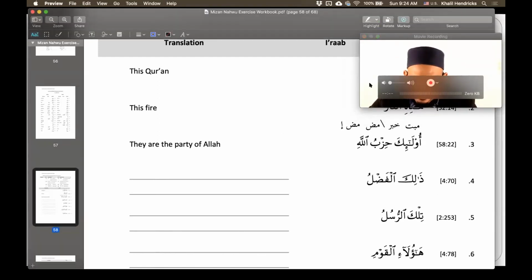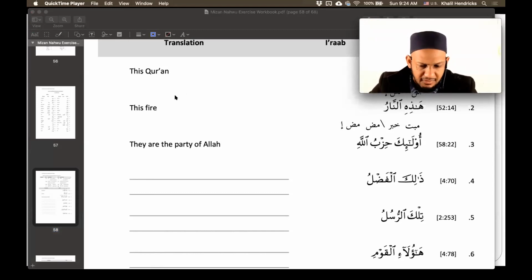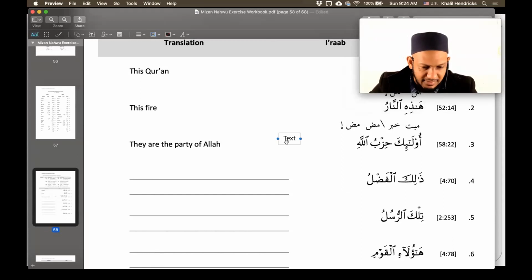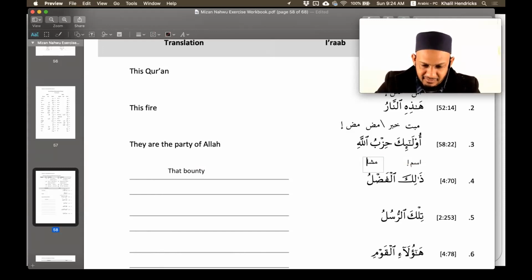Assalamualaikum Maulana. So I've got that bounty. Okay, so you translate it as that bounty. Yes. Okay, good. So that bounty. And Dhalika will be your ismul ishara. And the next word will be your musharun ilayhi. Musharun ilayhi. So what hal is the dhalika in? The dhalika is in nasbun.